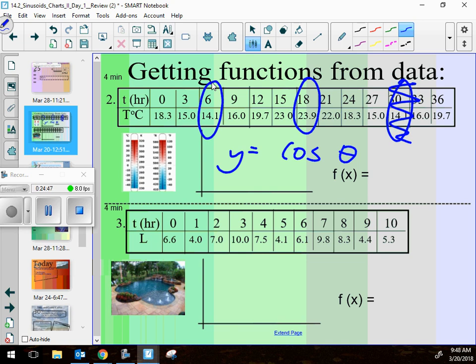The amplitude is what's exactly between the low and the high. So you average 14.1 and 23.9. And help me, what was that number? The amplitude should go here. What does your kid have? 4.9? Heard that a bunch? Yes? All right. 4.9.